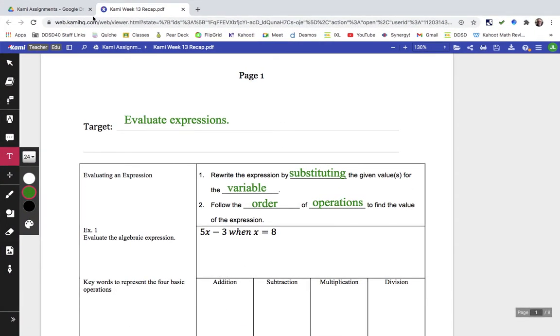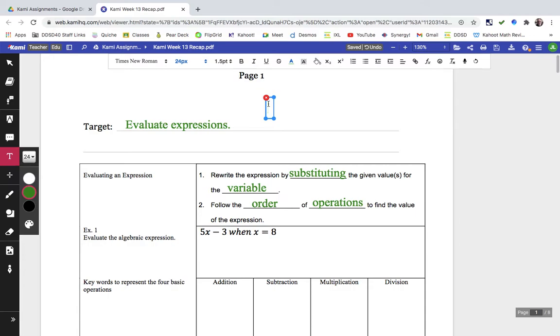We begin studying algebra, an introduction to algebra this week. We didn't get too far in the Kami, but the target is to evaluate expressions. We rewrite the expression by substituting the given value for the variable and follow the order of operations.